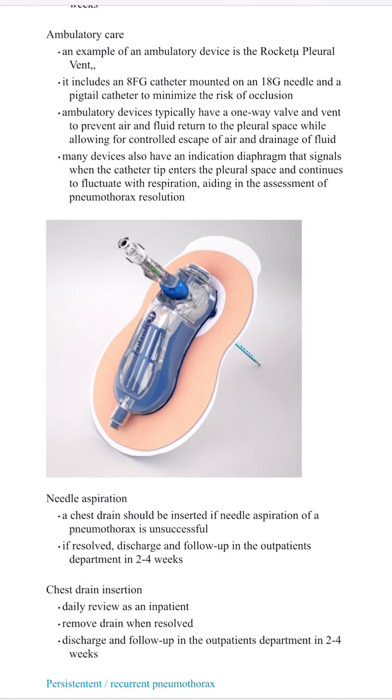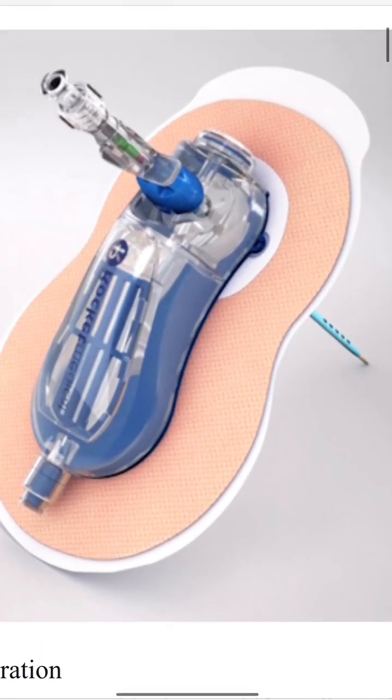And needle aspiration: a chest drain should be inserted if needle aspiration of a pneumothorax is unsuccessful, and if resolved, discharge and follow up in the outpatient department in 2 to 4 weeks. And this is the ambulatory device.